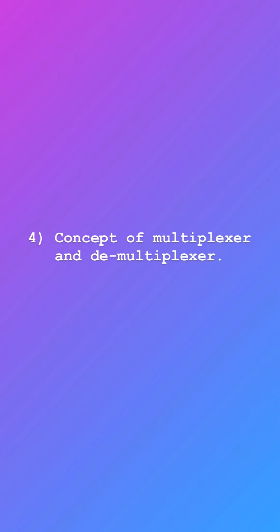And for question number 4, I will explain the concept of multiplexer and demultiplexer. A multiplexer is a circuit used to select and route any one of several input signals to a single output. A simple example of a non-electronic multiplexer is a single pole multi-position switch. Multi-position switches are widely used in many electronic circuits.